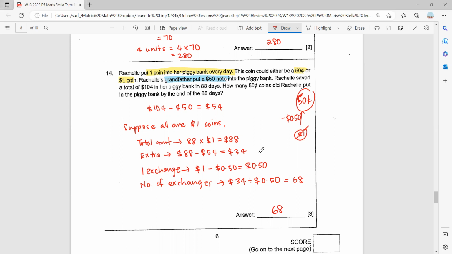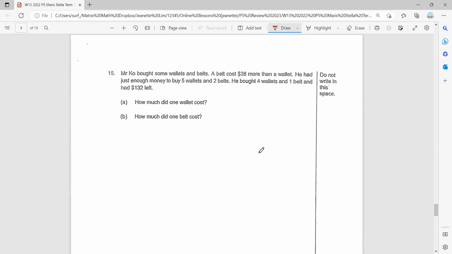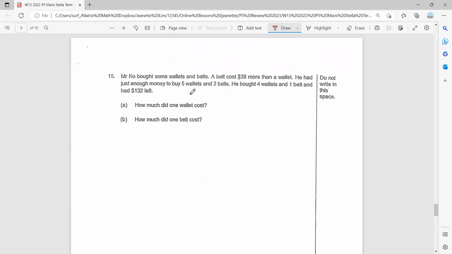Okay, now last question, question 15. Mr. Cole bought some wallets and belts. A belt cost $38 more than a wallet. He had just enough money to buy 5 wallets and 2 belts. He bought 4 wallets and 1 belt and had $132 left. How much did 1 wallet cost?